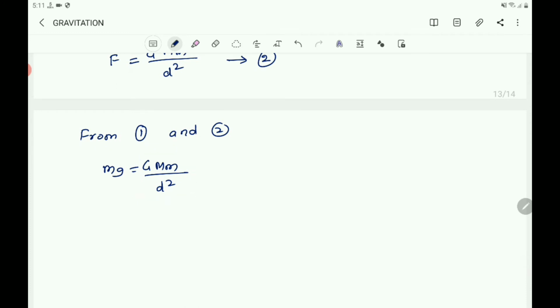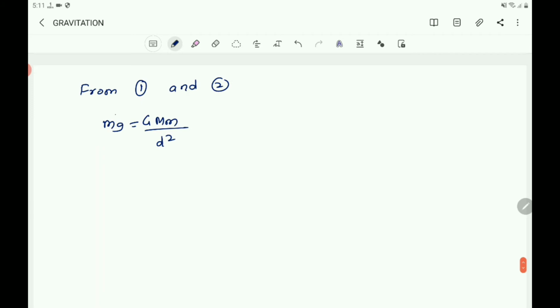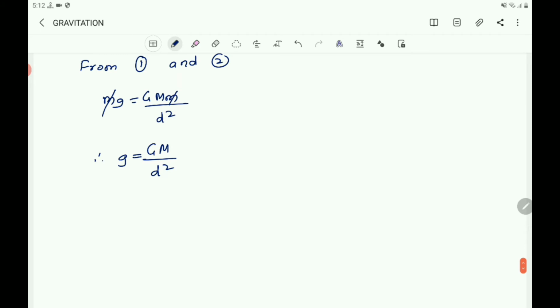Then let us cancel this m and m. Then what is remaining here? Therefore g equals G M by d square. Here M is the mass of the earth, G is the gravitational constant, and d is the distance between the object and the earth.